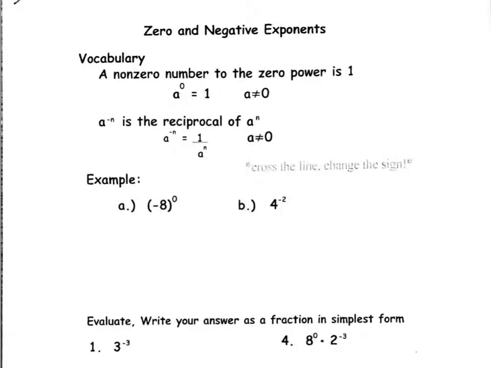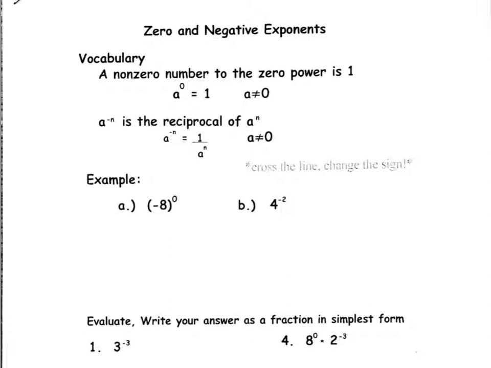Alright, today's lesson is on zero and negative exponents. So what do we do when we have an exponent of 0, and what do we do if we end up with negative exponents? Because remember, you can never ever have negative exponents in your answer. So if you get negative exponents, what do we do about them?